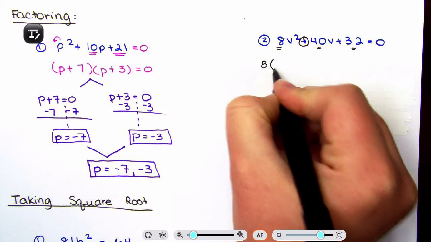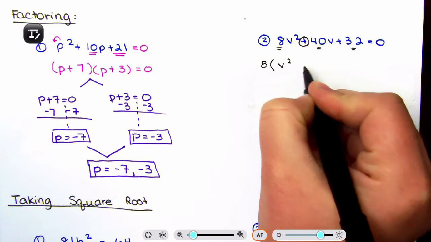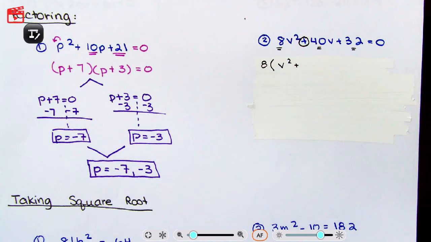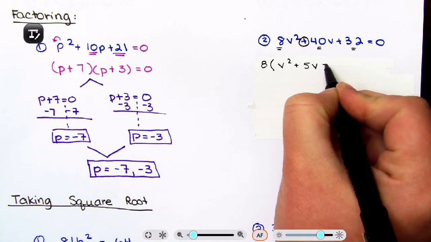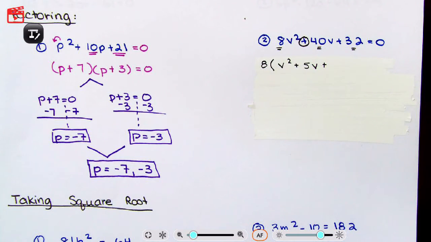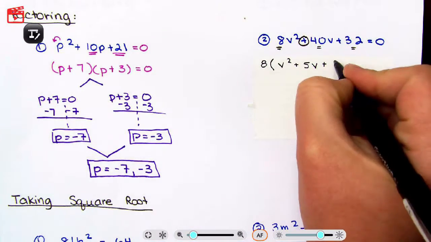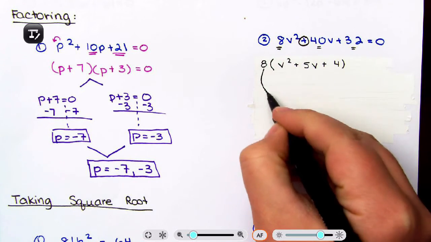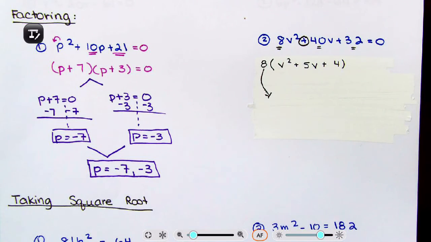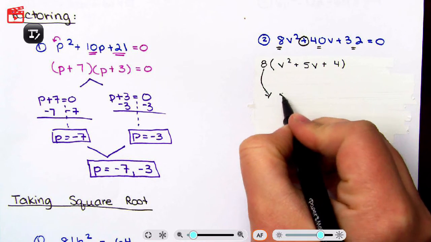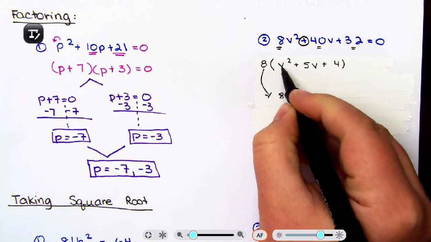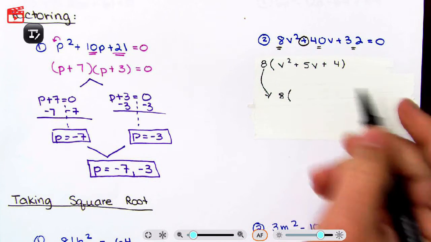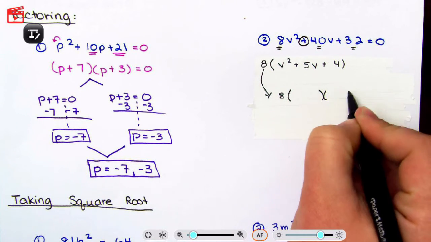So if I pull out 8, I have v squared left over, plus 40 divided by 8 is 5, so I have 5v, and I have 32, which divided by 8 is 4. The 8 I'm going to bring down here, and that's going to be in my answer for my factoring. And here I have a leading coefficient of 1, so I'm going to continue using guess and check.